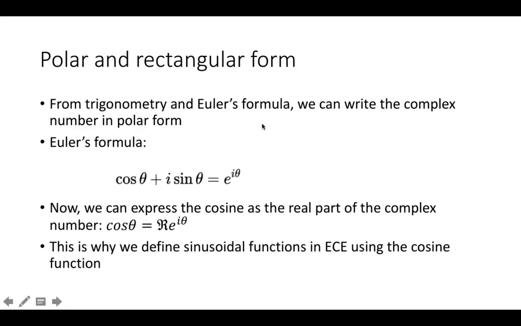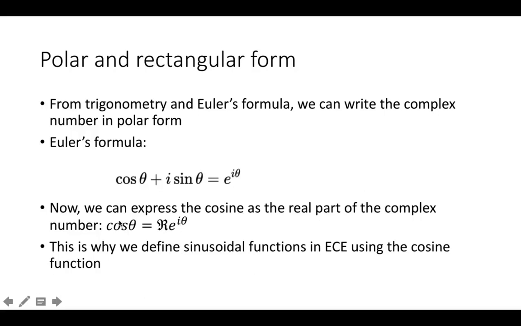So from trigonometry and Euler's formula, we can write a complex number in polar form. If we have a magnitude of 1, basically Euler's formula says that e to the i theta is cosine theta plus i sine theta. And you probably remember this from your high school Algebra 2 or pre-calculus class. Now, likewise, we can use a notation that says take the real part to express the cosine function in terms of the exponential. So we can say that cosine theta is the real part of e to the i theta.